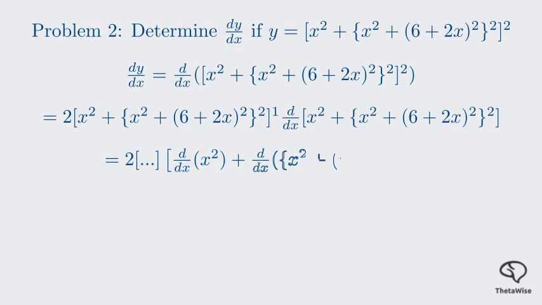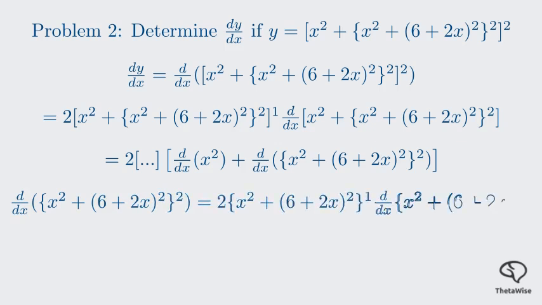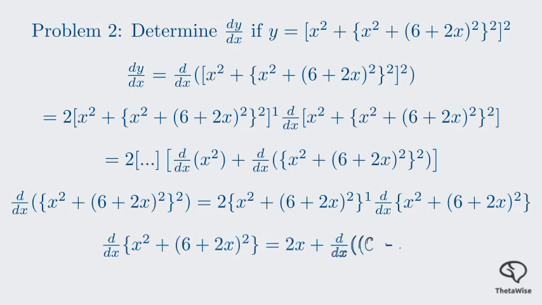For the second term, we apply the chain rule again. Here we have another expression that is squared. The derivative is 2 times the content inside the curly braces, to the power of 1, times the derivative of that content. Are you ready for another layer? We need to differentiate the expression inside the curly braces. Again, it's a sum. The derivative of x squared is 2x. The derivative of the second term, 6 plus 2x squared, requires another application of the chain rule.